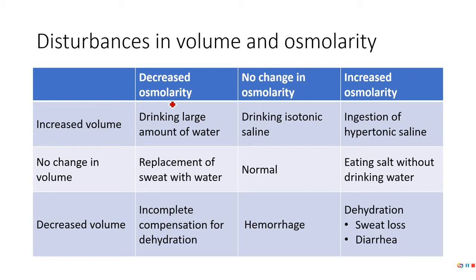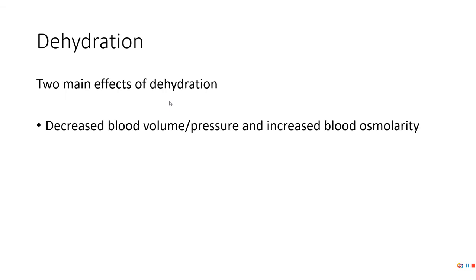And then the last one is dehydration. So you can decrease your volume, but have an increase in osmolarity. So if you sweat a whole bunch, especially if you're effective at it, and what I mean by that, if you're heat acclimated, we have a small amount of ions in it, or diarrhea. Okay. So with dehydration, there's two primary effects. We have decreased blood volume and pressure and increased blood osmolarity.